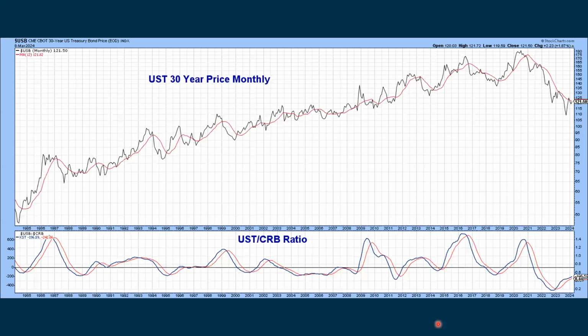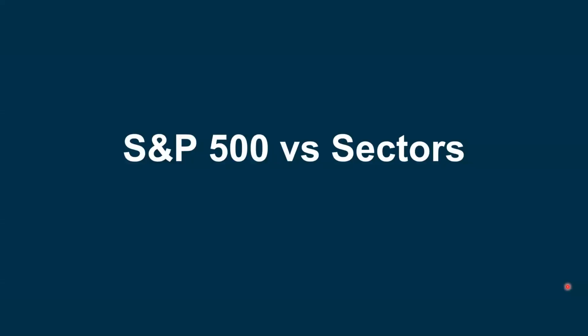This is a monthly chart looking at the price of the 30-year bond, which has been in a downtrend just based on price. And then on the bottom, we look at a ratio between the 30-year bond and the CRB index, showing that bonds are still outperforming on a longer-term basis when compared to commodities.